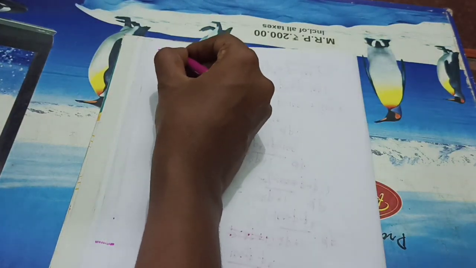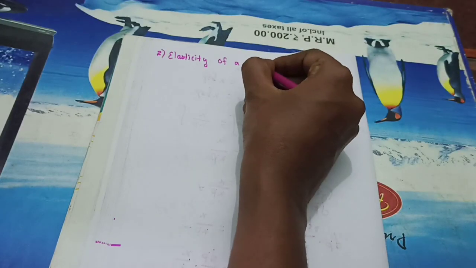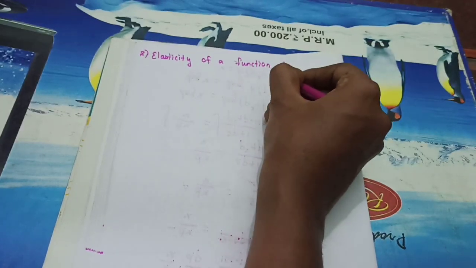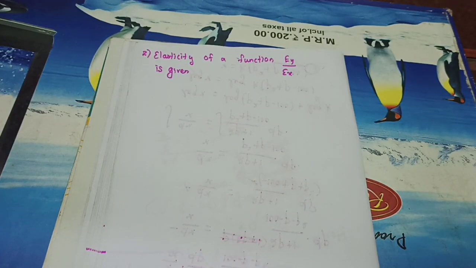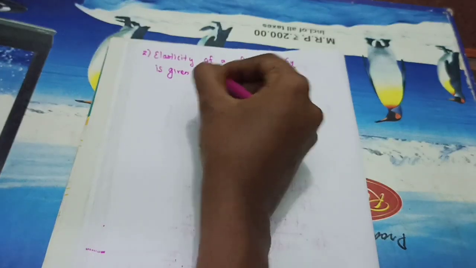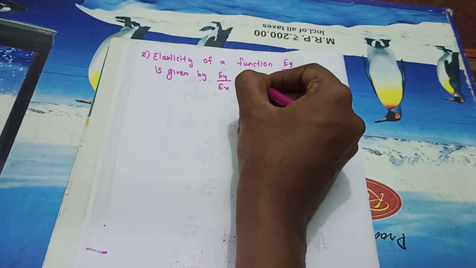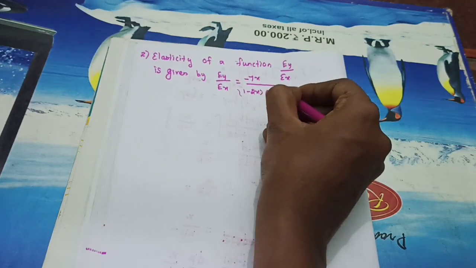So this one value is there, so I will write the question here. Elasticity of a function Ey by Ex is given by Ey by Ex is equal to minus 7x divided by (1 minus 2x) into (2 plus 3x).